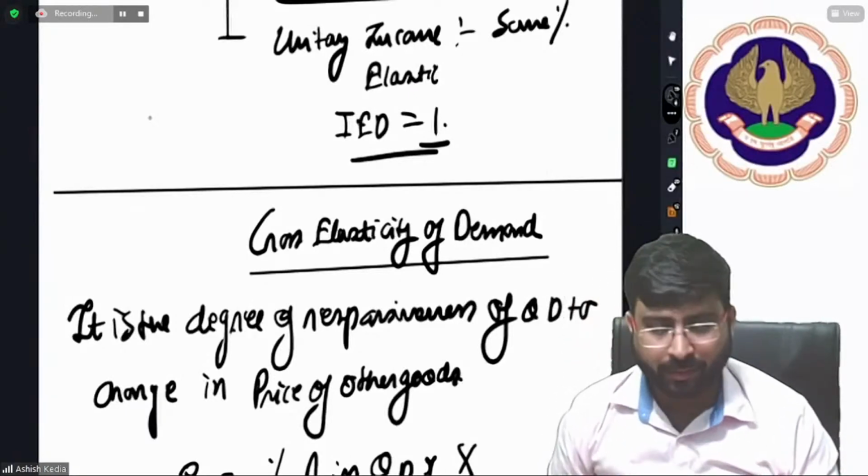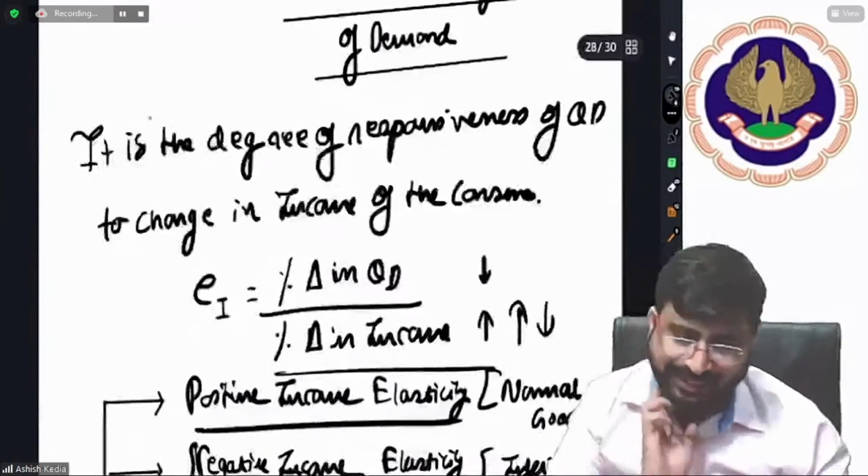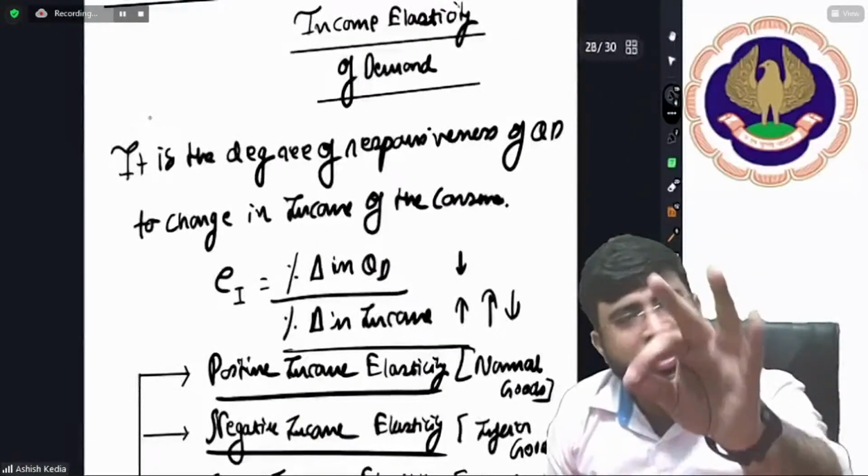Got it, sir. Before I move to cross elasticity, I will summarize income elasticity once more in Hindi.